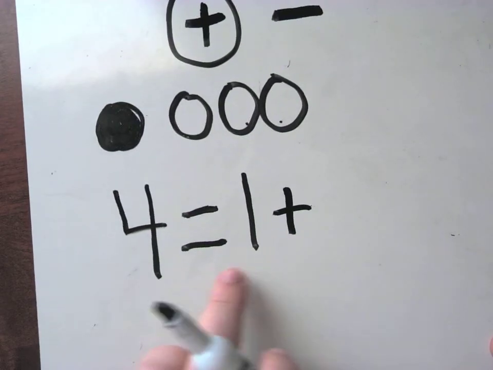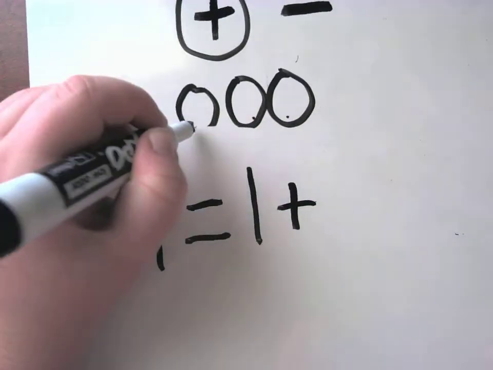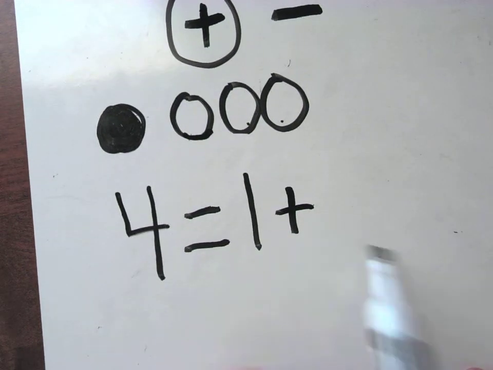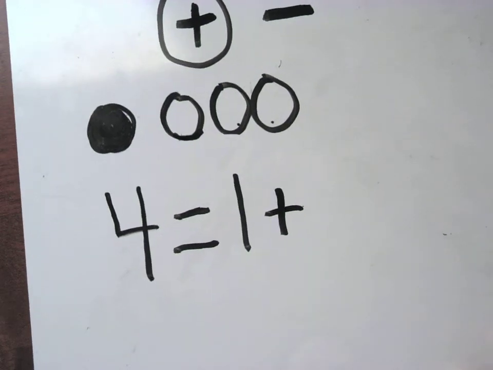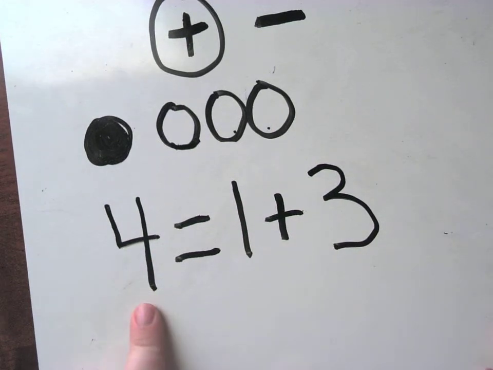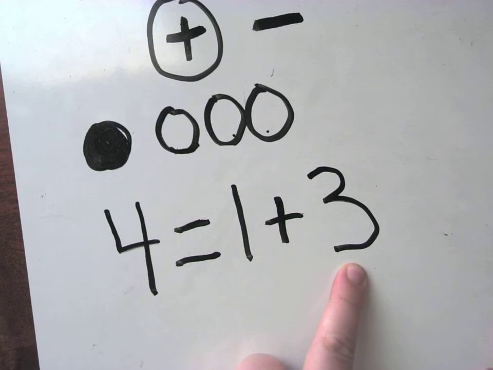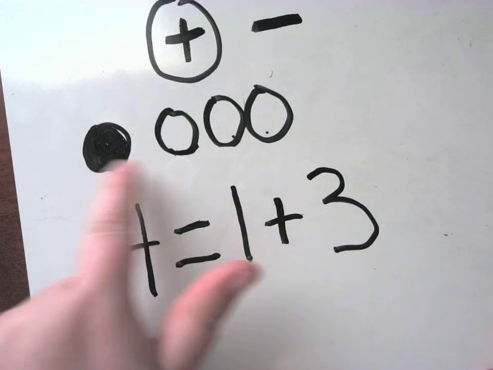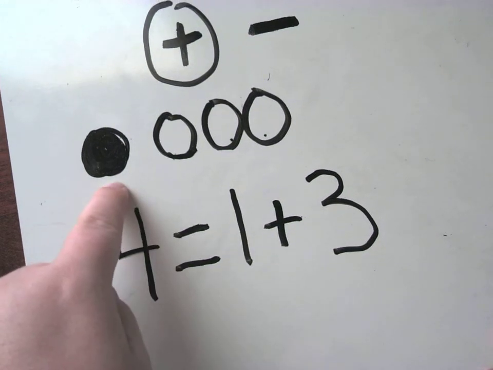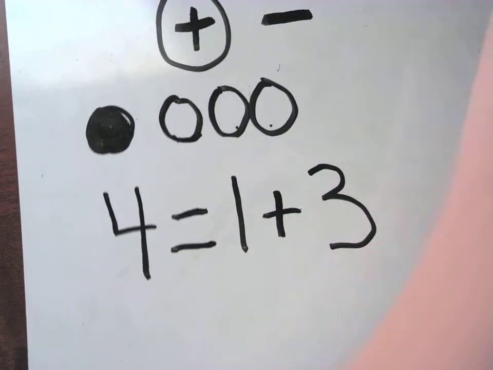Okay, 4 equals 1 plus, and now we have to count how many white dots there are, okay? Let's count them. 1, 2, 3. So what are we going to write right here? You're right, 3. All right, so let's read this equation, okay? 4 equals 1 plus 3. So we know that 3 plus 1 equals 4. We also know that 1 plus 3 equals 4. Okay? So now we're going to try another one.